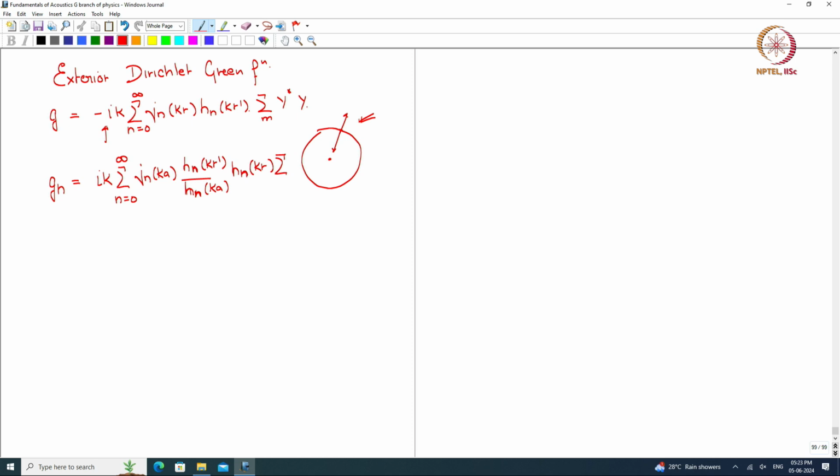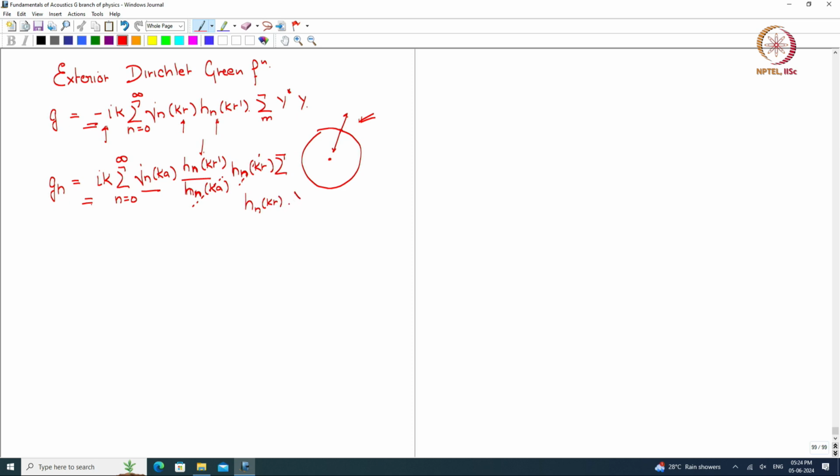So now you can see that if I substitute r equal to a over here, this goes away and I am left with j n k a. Here I evaluated r at a, I have j n k a. Here I have h n k r dash, here I have h n k r dash. I have a negative here, I have a positive here, they will sum to 0.